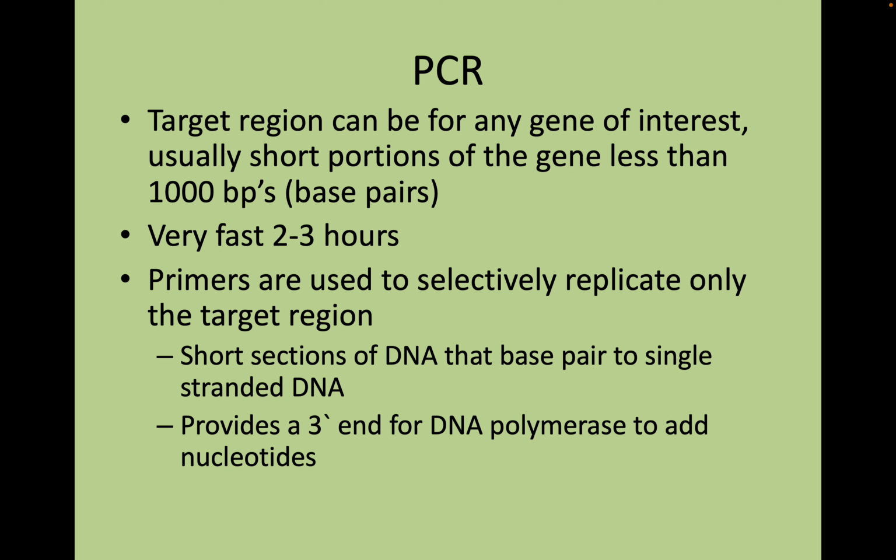PCR is used to target a region that can be used for any gene of interest, usually short portions of the gene, less than 1,000 base pairs. It's remarkably fast. It only takes 2 to 3 hours. Primers are used to selectively replicate only the target region. So when we do PCR, we're not copying the whole genome. We're just copying certain segments of the genome that we're interested in studying.